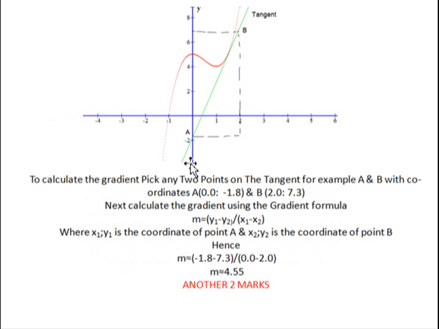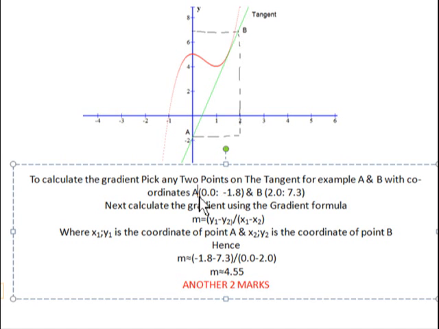So there you go, that's the tangent, and to calculate the gradient of the tangent, it's calculating the gradient of this straight line. If you check out one of my previous videos on how to calculate the gradient of a straight line, it outlines how you calculate the gradient of the tangent, and you do that by picking any 2 points on the line, for example A and B. In this case A has coordinates 0, minus 1.8, B has coordinates 2 and 7.3.